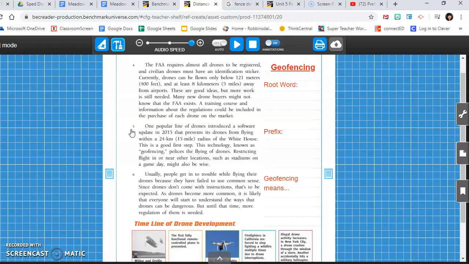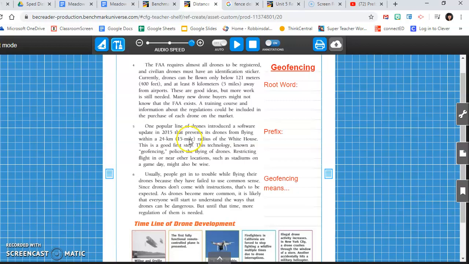So take a listen. One popular line of drones introduced a software update in 2015 that prevents its drones from flying within a 24-kilometer, 15-mile radius of the White House. This is a good first step. I think she means first step in regulating the drones. This technology, known as geofencing, polices the flying of drones. Restricting flight in or near other locations, such as stadiums on a game day, might also be wise.